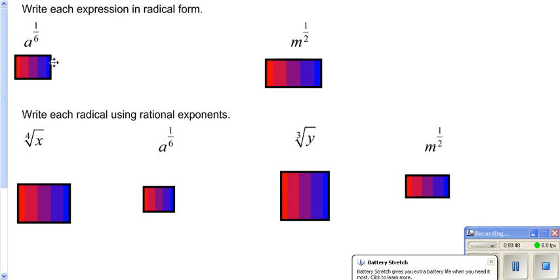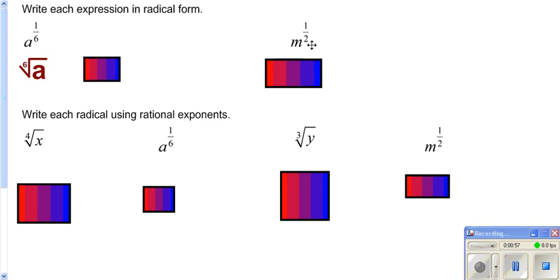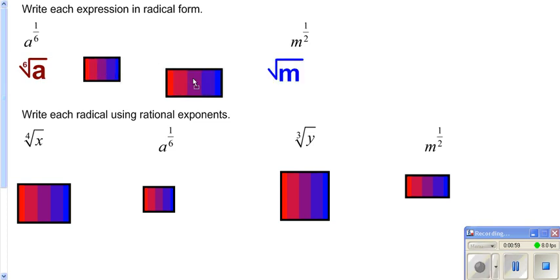So we want to write these as a radical. Remember, the top tells you the power to raise it to, the bottom tells you the root to take. So it's really just the sixth root of an a to the first. Or here, it's just a square root of an m to the first.